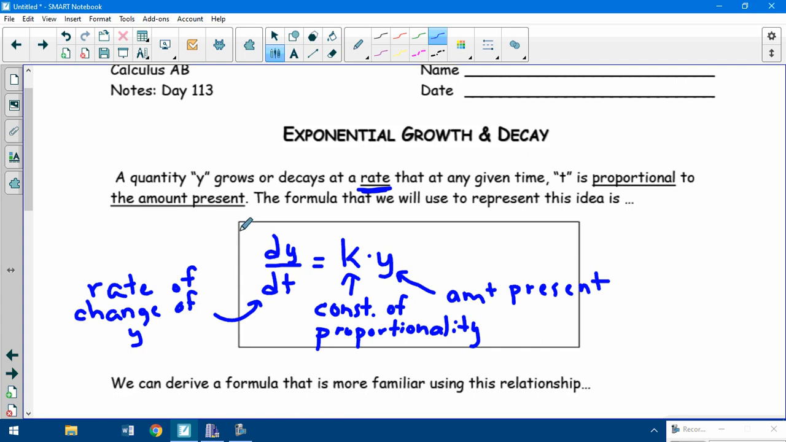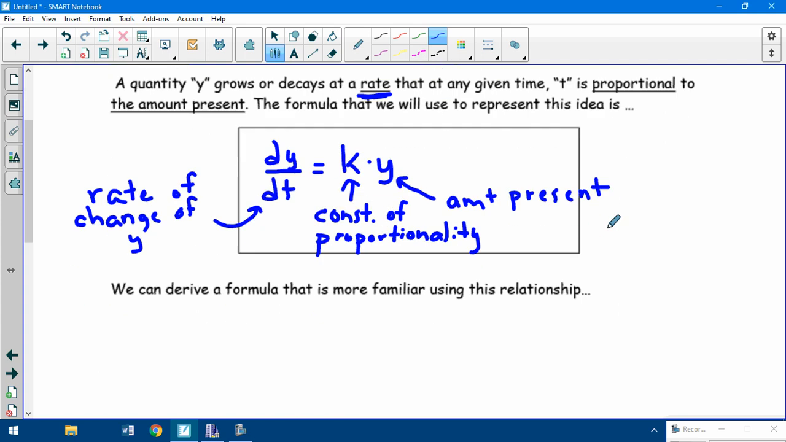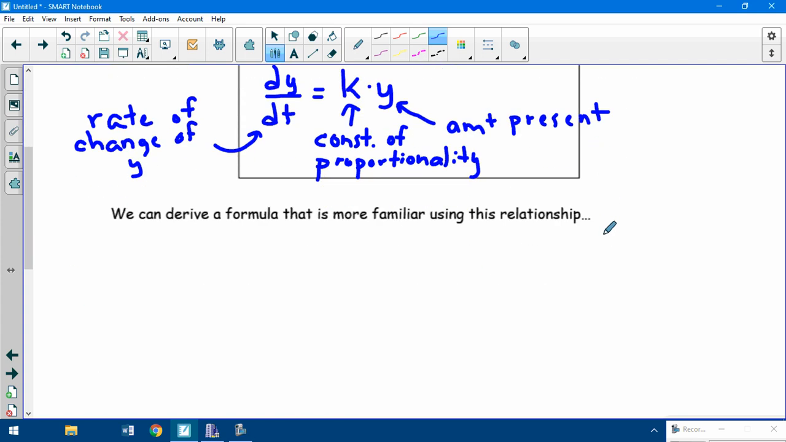A quantity grows or decays at a rate, dy over dt is the rate, that at any given time t, that's why it's with respect to t, is proportional to the amount present. So some proportion times the amount present. Okay, now you already know what the solution to this formula is, whether you realize it or not. And let's derive the formula.